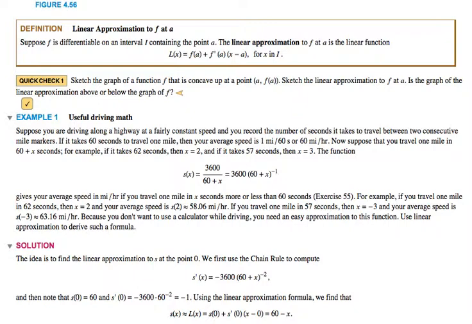So let's go ahead and take a look at our quick check. We want to sketch the graph of a function f that is concave up at a point A, f of A, and then sketch the linear approximation to f at A. Is the graph of the linear approximation above or below the graph of f?